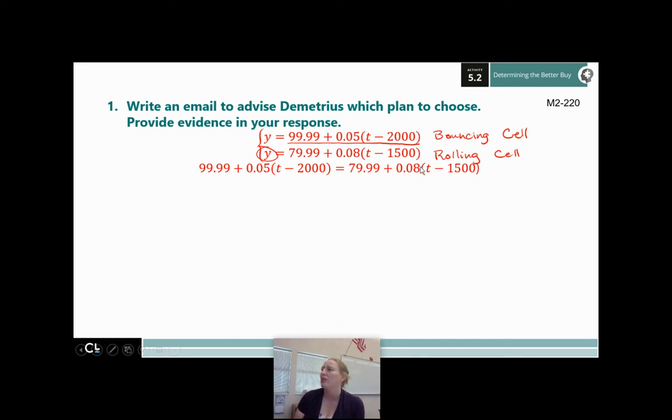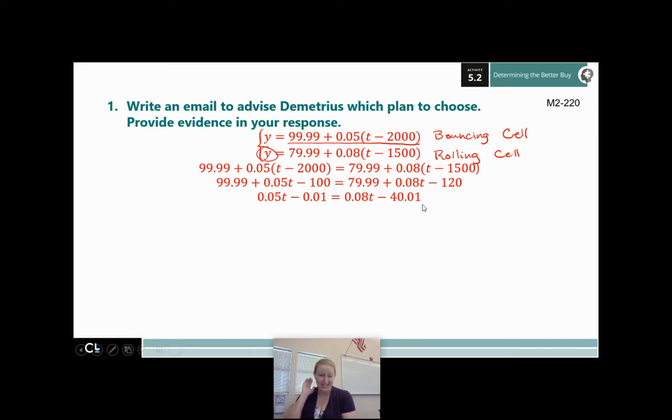I'm going to distribute to get rid of the parentheses. So the 99.99 stays, and then I'm going to distribute that 0.05, so that becomes 0.05t minus 100, because 0.05 times 2,000 is 100. Equals, I still have my 79.99, but we'll distribute that 0.08. So 0.08t minus 120, because 0.08 times a negative 1,500 is a negative 120. I am going to combine some things a little bit. Let's combine our 99.99 minus 100. That leaves me with a penny. Actually, I owe a penny, don't I? 79.99 minus 120 leaves me with negative 40.01.